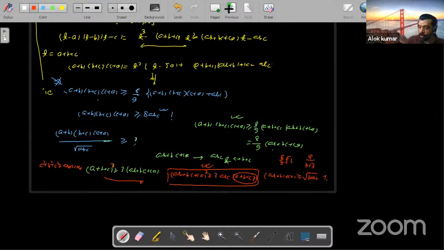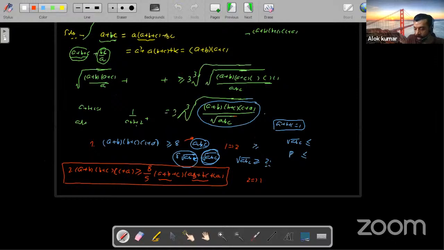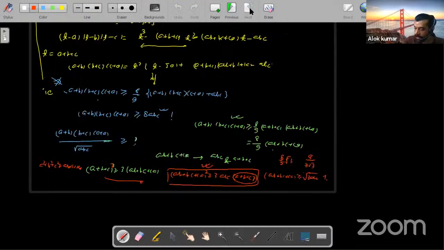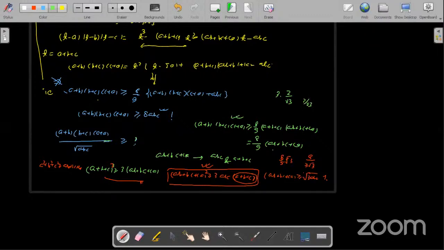And if I go to the previous page, you see it was 3 that was lurking here. So my answer would now be 3 times, and this is 2 over, because Q will take 2 over root 3. So that's 2 over root 3, this one.